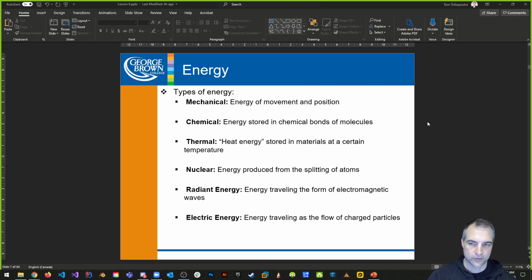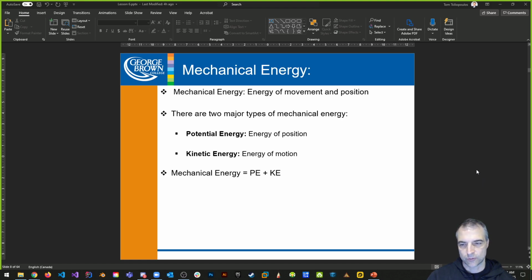Types of energy. There are lots of types: mechanical, chemical, thermal, nuclear, all kinds of stuff. We don't care about the other types of energy. The only energy we care about in physics for games is mechanical. Typically, we don't care about chemical energy or anything else unless we're doing some kind of simulation. If we're doing a simulation, then we might want to take into account some of the other laws related to these energies. So mechanical energy is what we want to talk about.